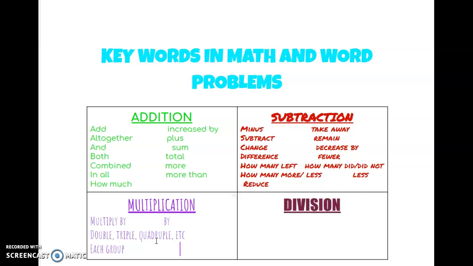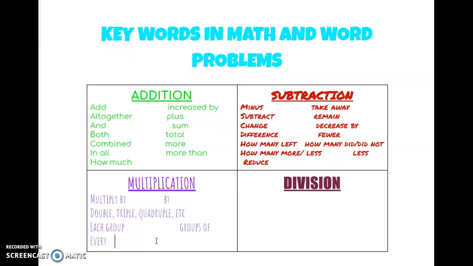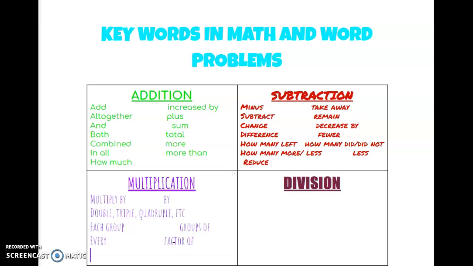or groups of, right? If we have 8 groups of 8, and we need to know how many people we have all together, that would be 64. It'd be 8 groups of 8. All right. We would have every or factor of. Remember, factor is the part of a multiplication problem. So factor of, if we're increasing by a factor of 2, we're timesing by 2. All right, increased by.